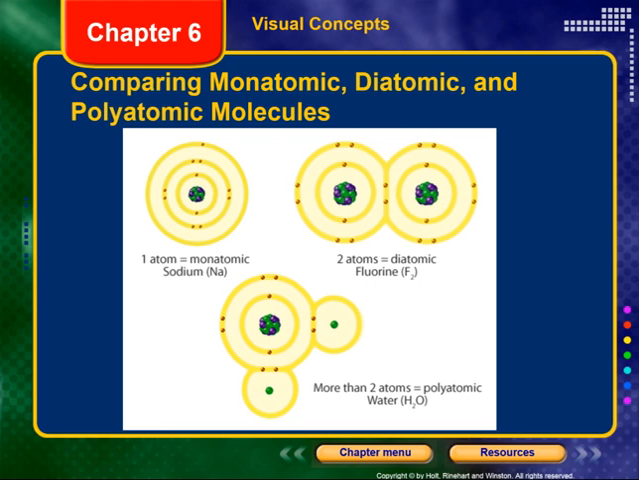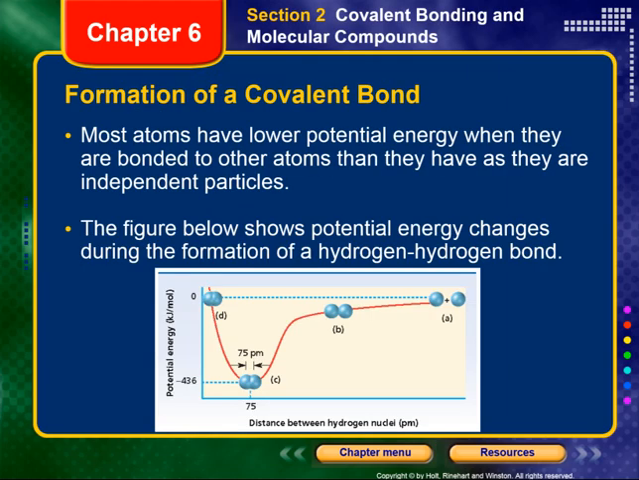It's polyatomic. Now remember, bonds form so that atoms can achieve the lowest energy configuration possible, because nature favors low energy configurations. It turns out that most atoms will have lower potential energies when they are bonded to other atoms than they have as independent particles. And so if you compare the energy of independent particles and bonded atoms, the bonded atoms are going to have a lower potential energy, and so nature will favor that configuration.